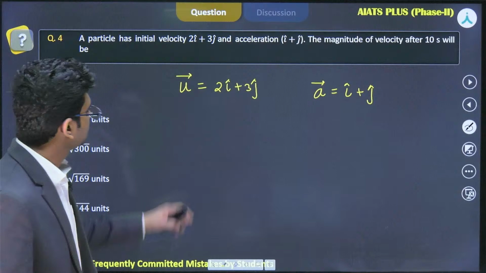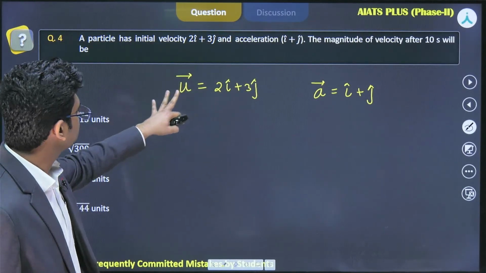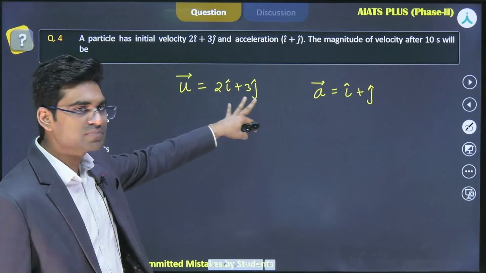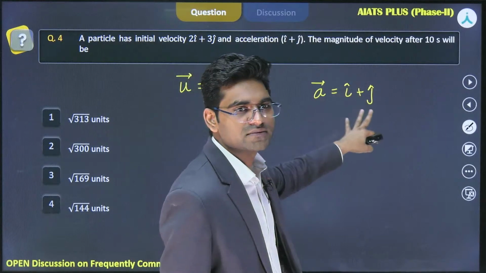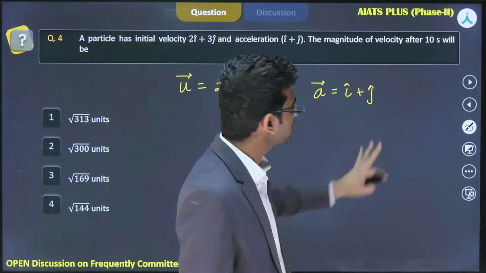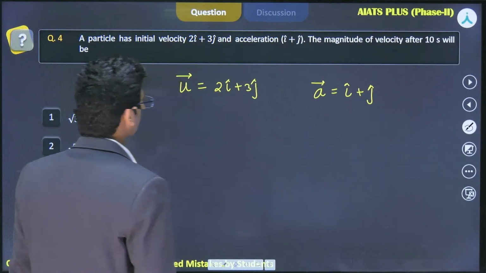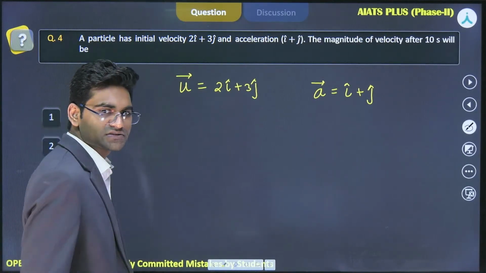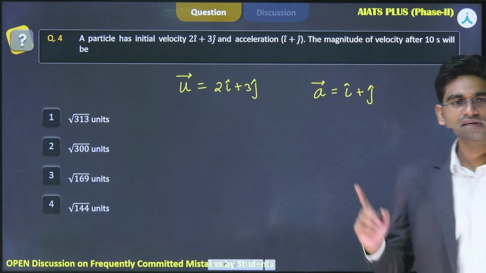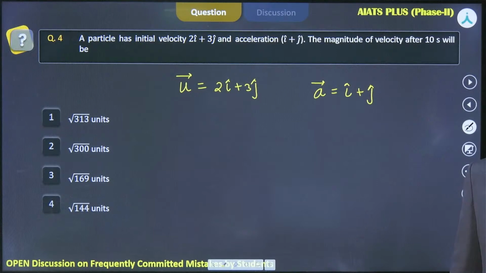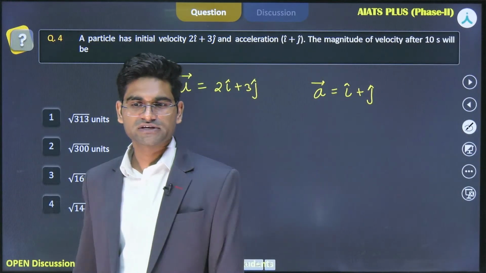Just notice that there are no units given. Initial velocity is given as 2 i cap plus 3 j cap, no unit is there. Acceleration is given as i cap plus j cap, no unit is there. Now I have to find the velocity after 10 seconds. What would be the final velocity? So u is given, acceleration is also given. Which formula should I use to find the final velocity? Tell me what formula I should use here.